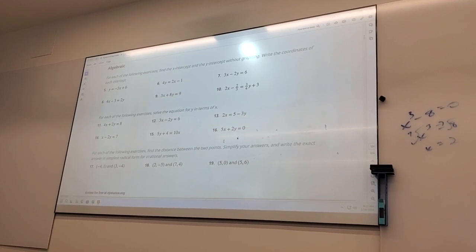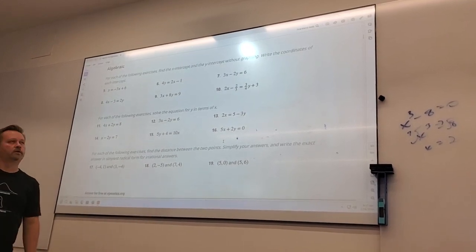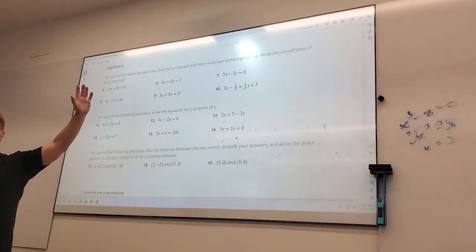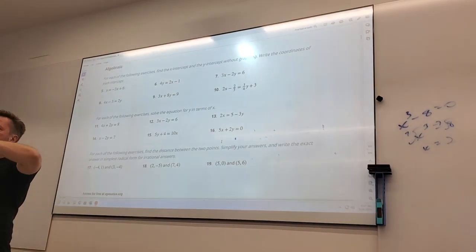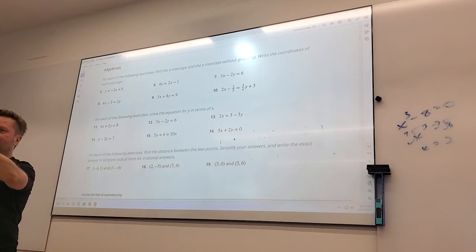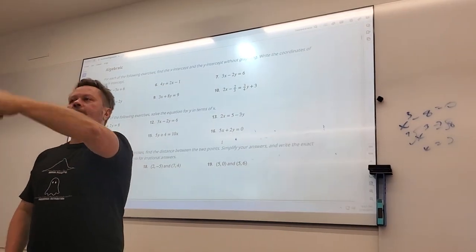So we just have to get y by itself and then set it to 0? If you want to, you don't have to. Oh, you don't have to? Okay. The instructions say find the x-intercept and the y-intercept without graphing, correct? Yeah. How do I find the y-intercept for any function in the universe? Set x to 0. How do I find the x-intercept? Set y to 0. Yeah.